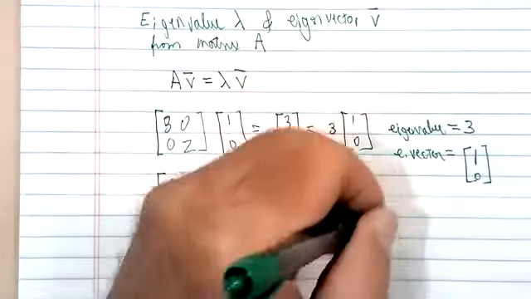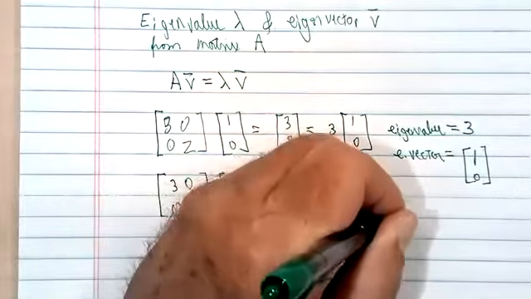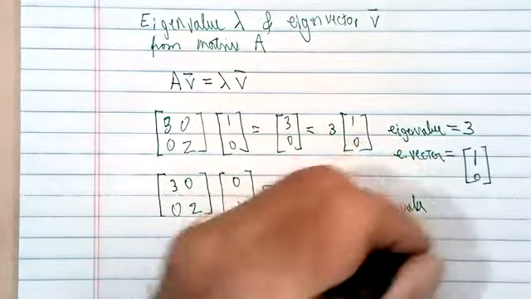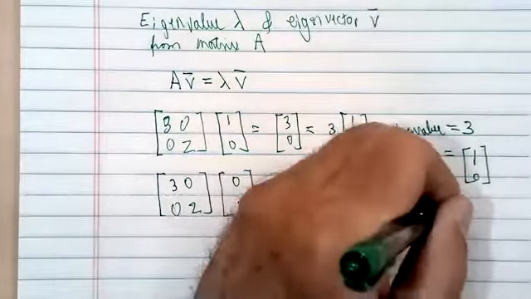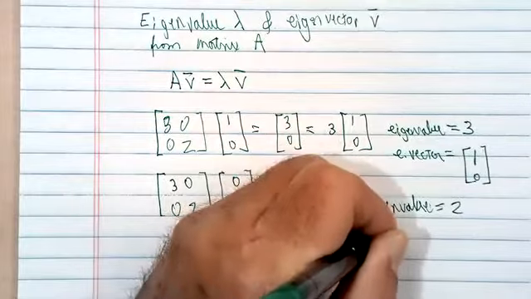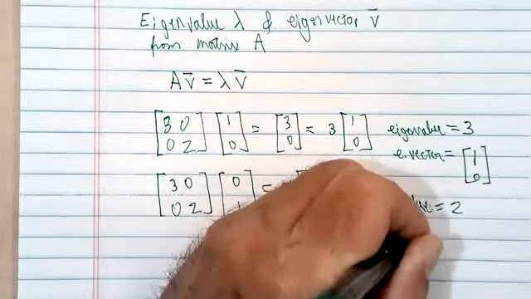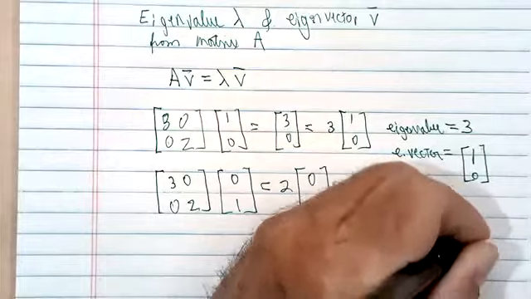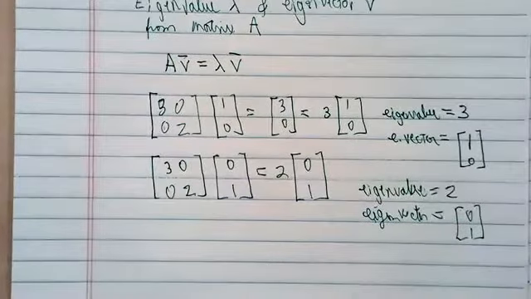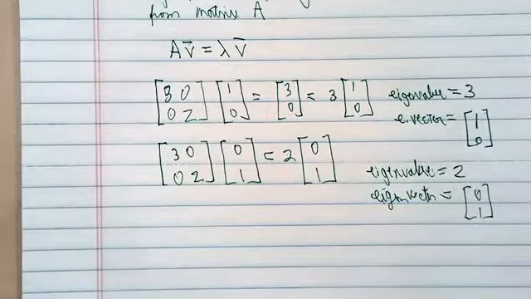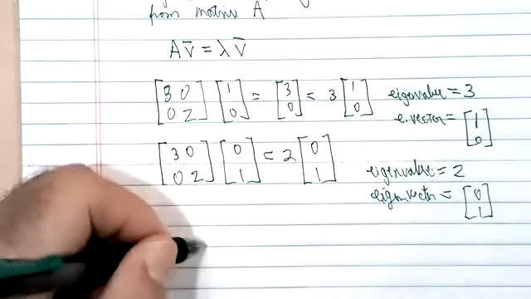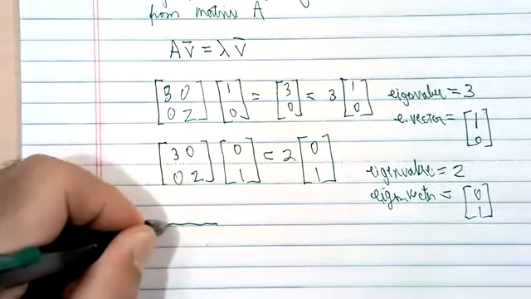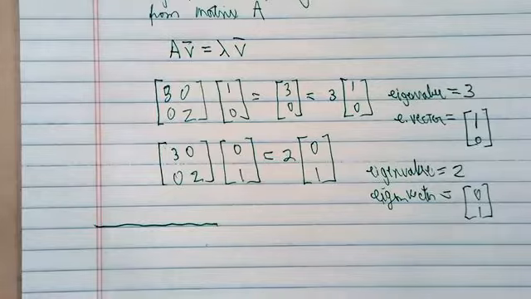So the eigenvalue equals 2, and the eigenvector is (0, 1). Now, normally they're not this easy. So how do you find these things if they aren't just sort of looking at you when you take a look at the matrix?